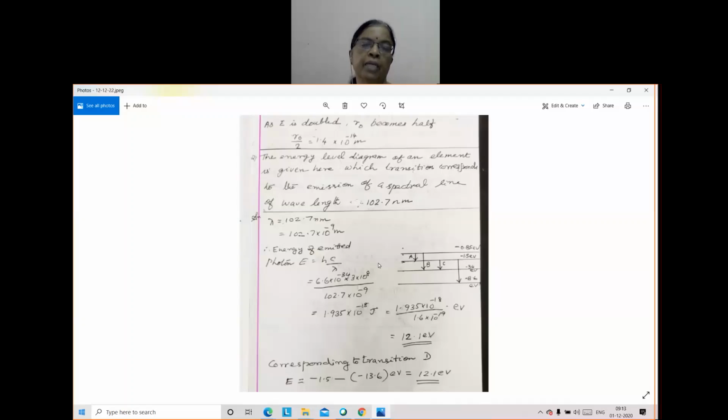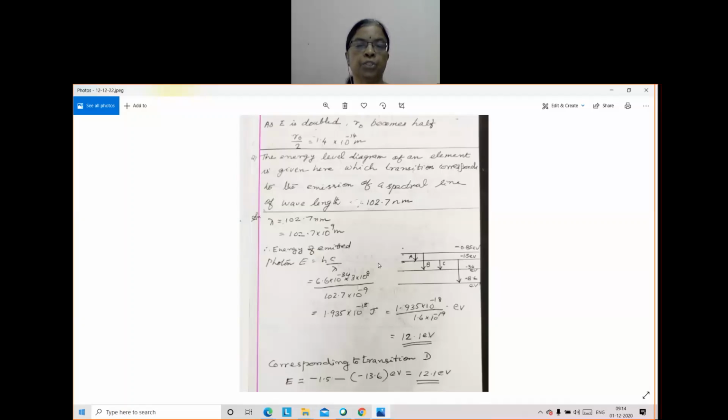Change 102.7 nanometer into meter by multiplying by 10^-9. So lambda equals 102.7 × 10^-9 meter. Then the energy emitted is E equals hc by lambda. h we know is 6.6 × 10^-34, c is 3 × 10^8, divided by lambda, 102.7 × 10^-9. Doing the calculation, we get the answer 1.935 × 10^-18 joules.